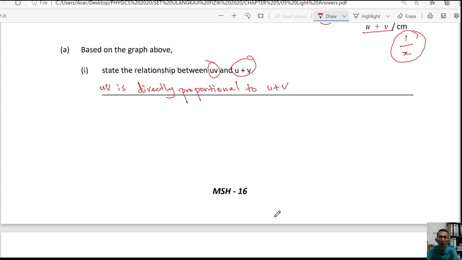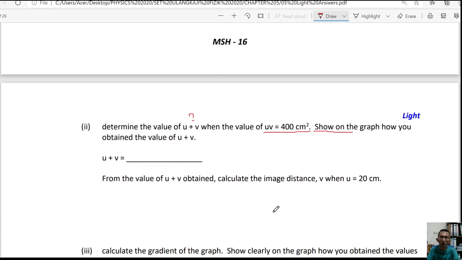So here you write the answer. u plus v is 40 centimeter. The unit you can get from the graph. For paper 3, you must write the unit. If you only write 40, then you will lose the mark. No mark for you.